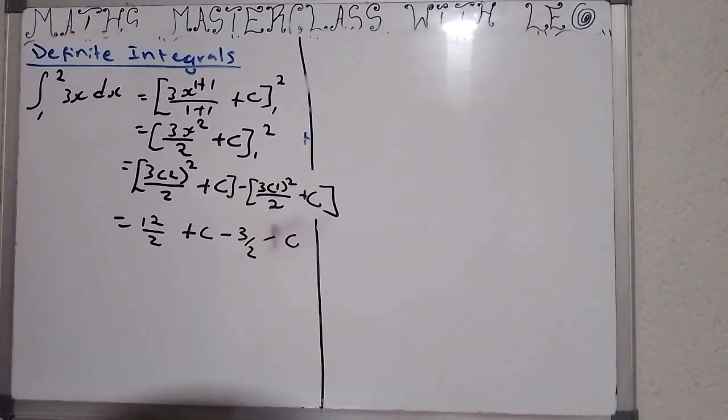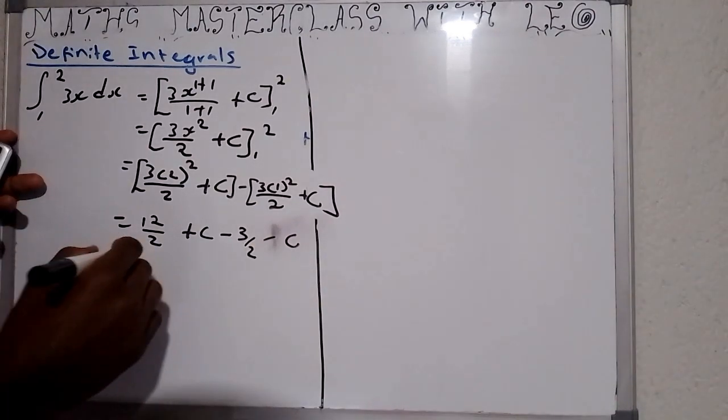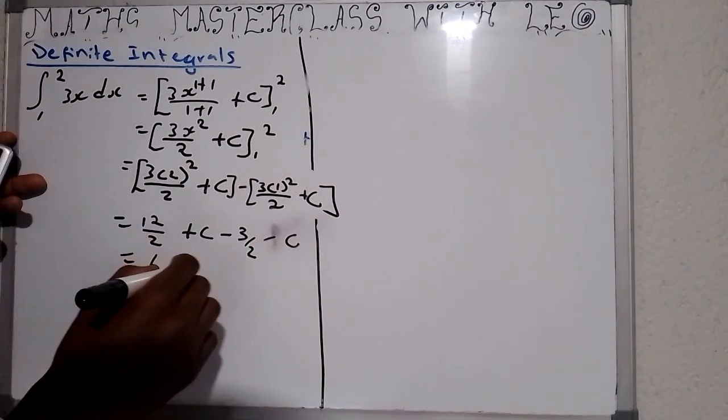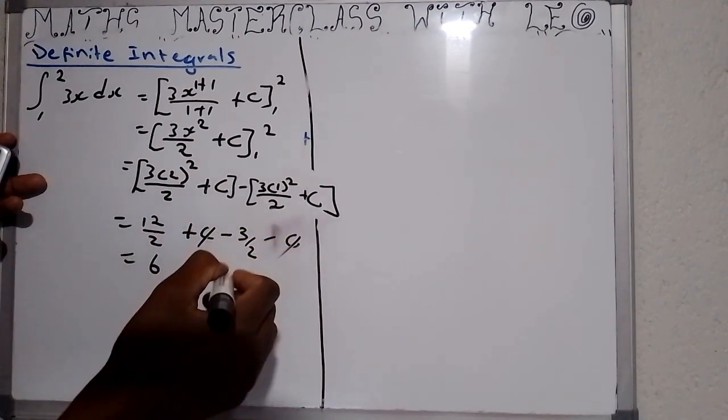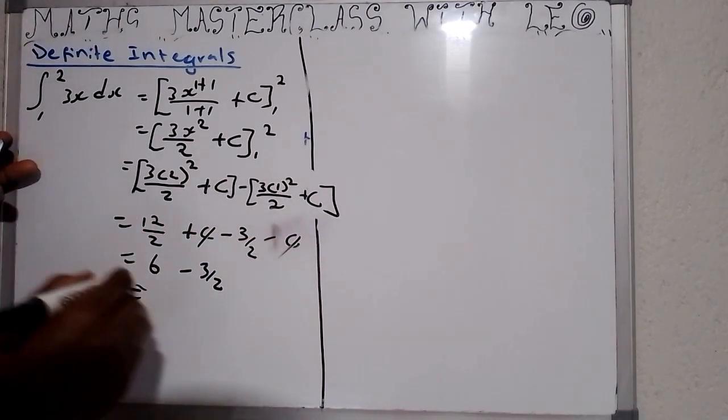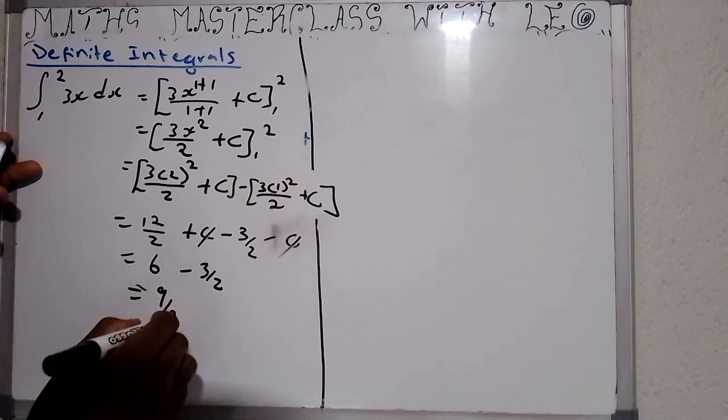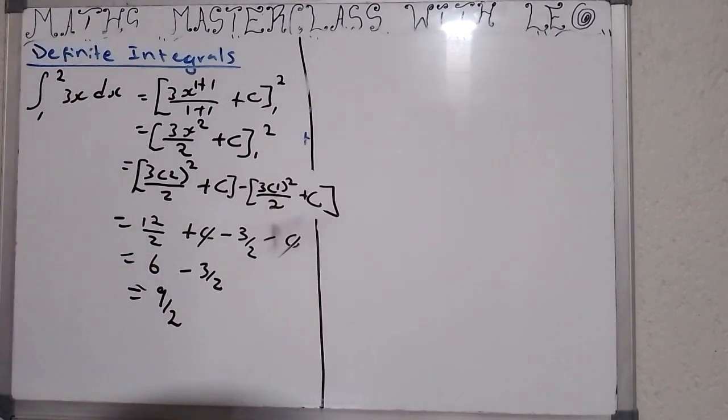Then what am I going to get? I'm going to get 6 subtract 3 over 2, which is 9 over 2. Because this and this cancel each other. Then I'm going to get 9 over 2, which is 4.5. Right? 9 over 2. Then let's get the next question.